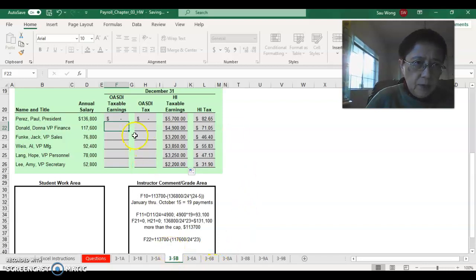for F22, we need to compare with the cap for the OASDI. His annual salary divided by 24 payments for each payment, times 23, because from January through December 15 donor has already gotten 23 payments. So times 23 payments of the total, compare with the cap, to see how much we need to tax on the OASDI.